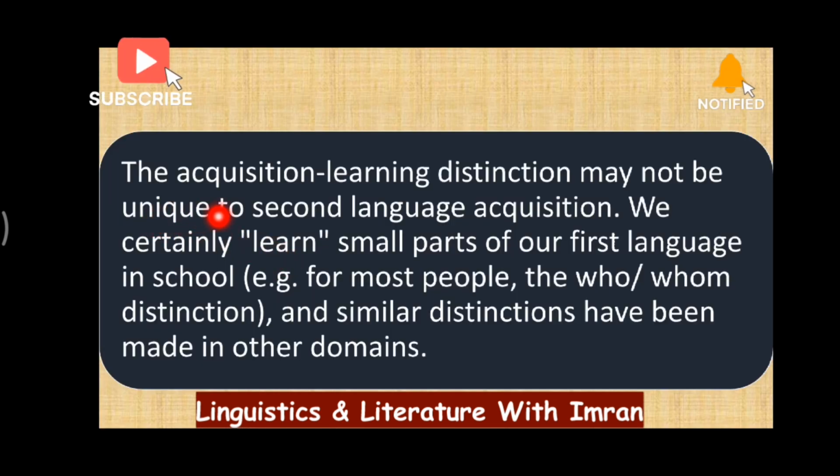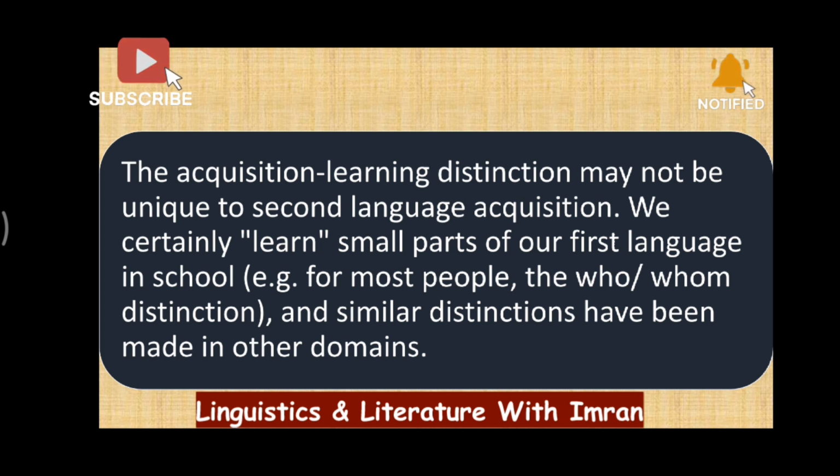Now, the acquisition-learning distinction may not be unique to second language acquisition. We certainly learn a small part of our first language in school. For example, most people learn the who, whom distinction, and similar distinctions have been made in other domains. Now, you remember that a language is never ever acquired 100%, and a language is never ever learned 100%.